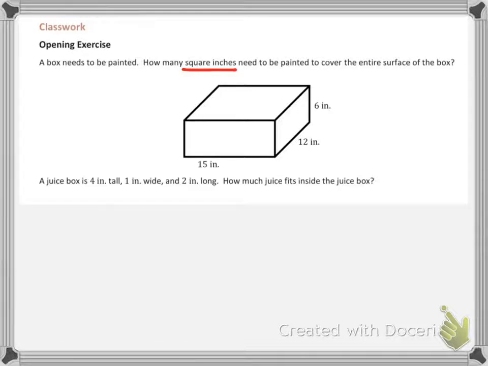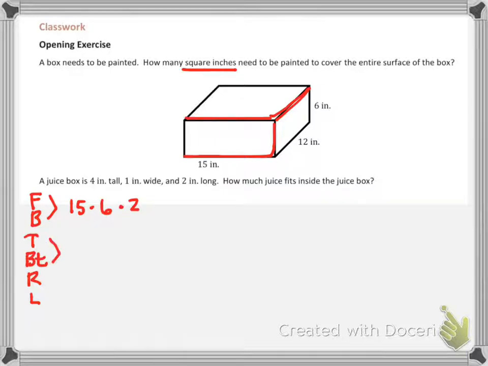So this is where we did front, back, top, bottom, right side, and left side. We find the surface area. If we do the front, that's a 15 by 6. So these two together are going to be 15 times 6 times 2 to account for the front and the back. The top and the bottom is going to be a 15 by 12, so these two together are 15 times 12 times 2. And then the right and the left side are 12 by 6 rectangles, 12 times 6 times 2.